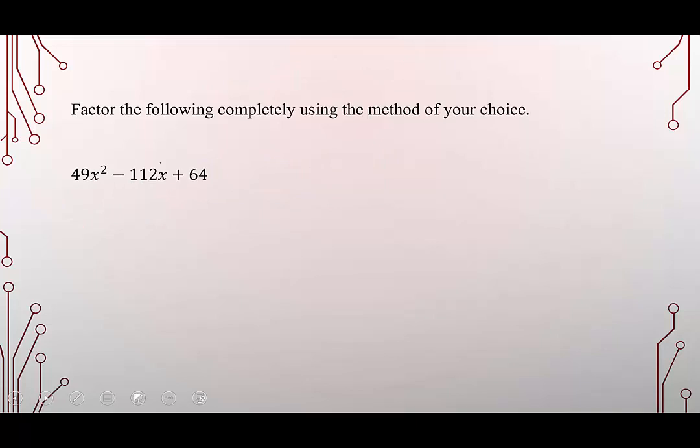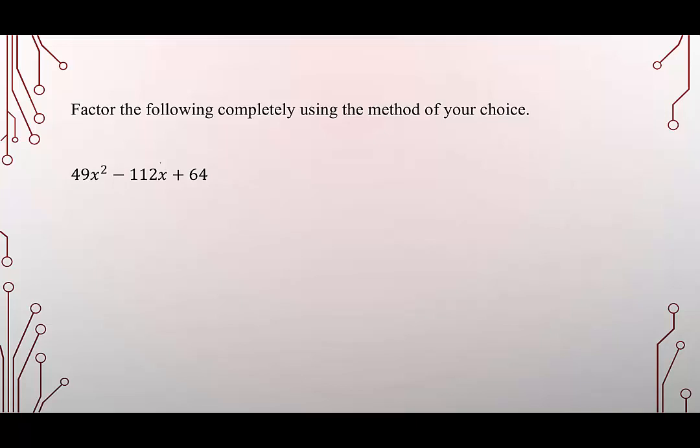Oh boy, this one's a beast. I don't like the looks of this one. Well, let's go through the checklist. It's a trinomial. GCF is 1 because 49 and 64 have no common factors. I don't really want to do target product, target sum. Nobody wants to sit here and multiply 49 times 64, so we better hope that this is a perfect square trinomial. Do we remember how to check that?